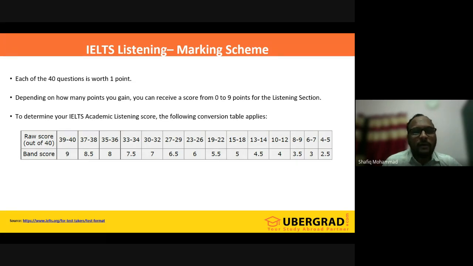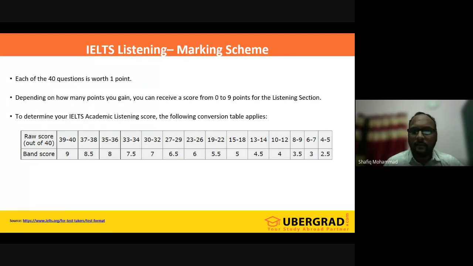If you get a higher band score, definitely you will get a good university. It depends again, but the minimum criteria is 6 bands. So always aim above 27, 28. That is all about the points.